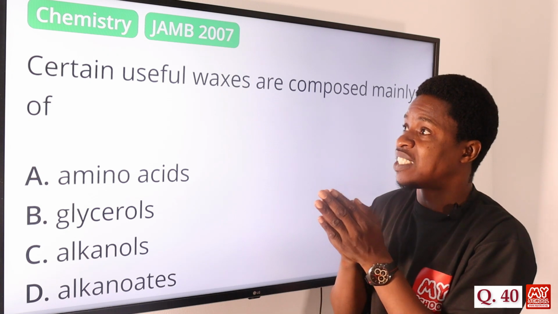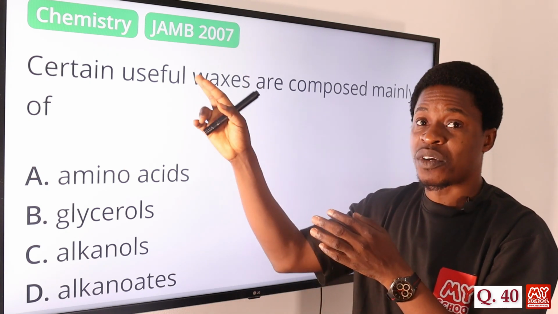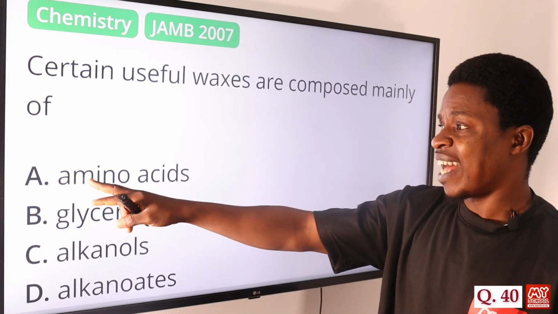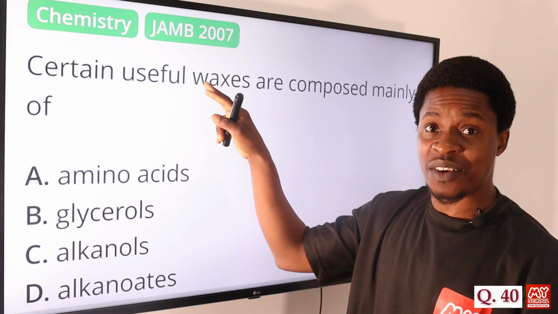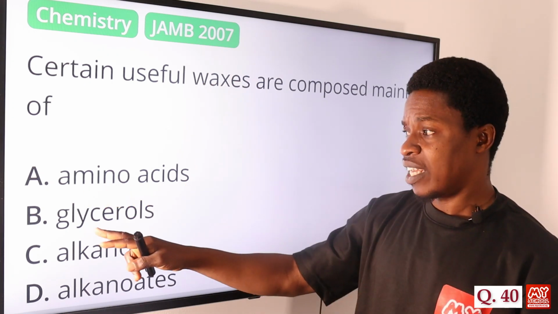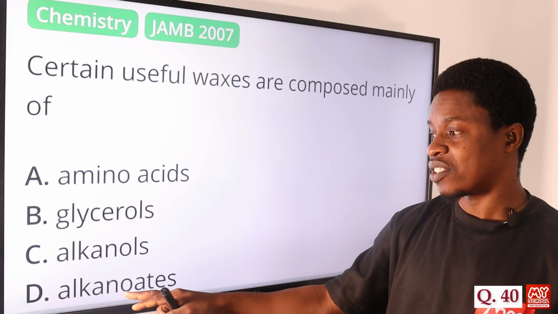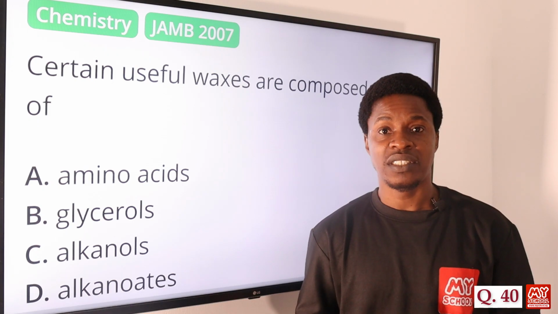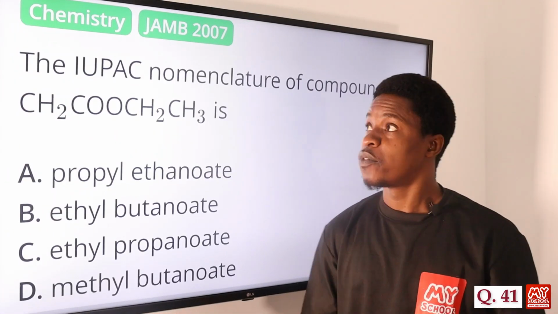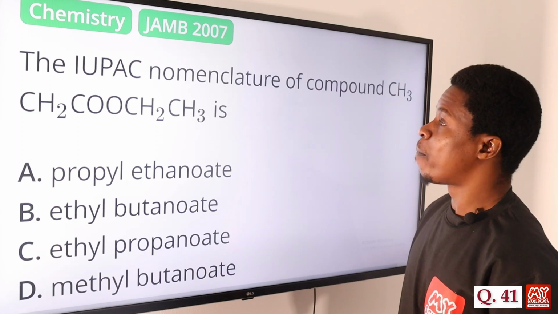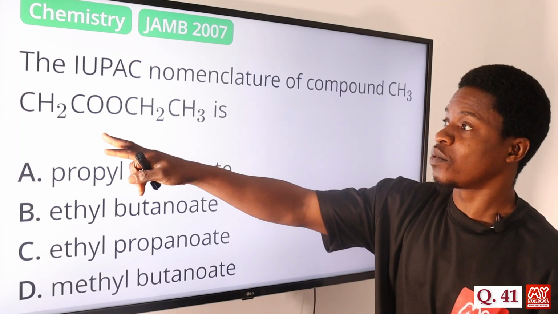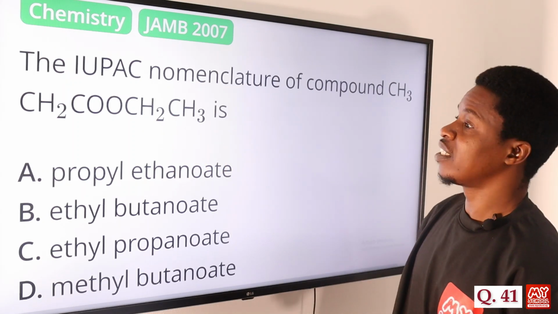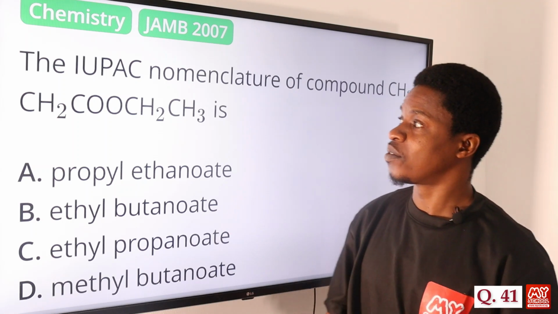So in other words, we can say that the useful waxes, since waxes are esters of long chain alcohol, are not amino acids, they are forms of alkanoates. They are not amino acids, they are not glycerols, they are not alkanols, but they are what? Alkanoates. So the correct answer is option D, alkanoates. Let's move on to question number 41. The IUPAC nomenclature of compound CH3CH2COOCH2CH3 is what?